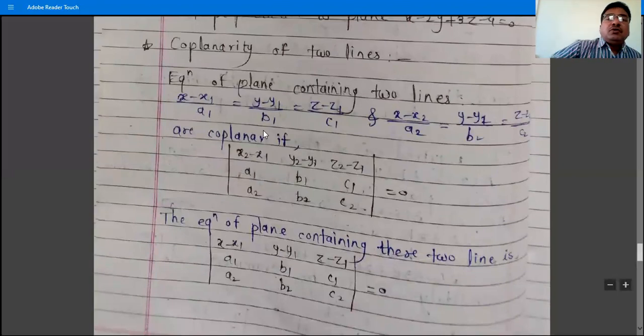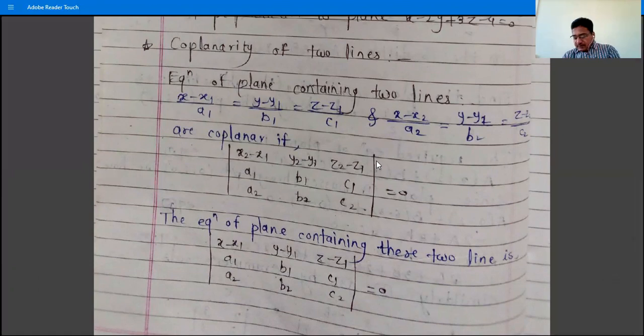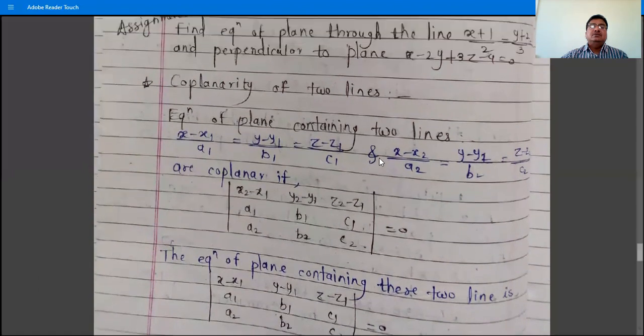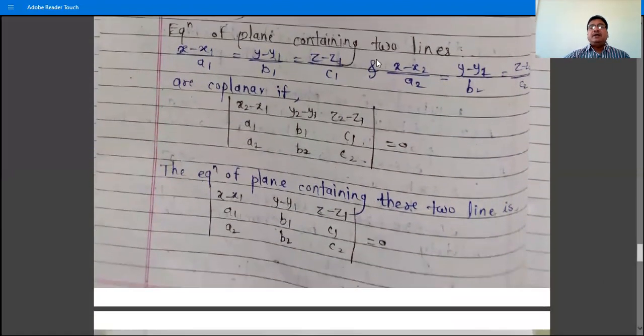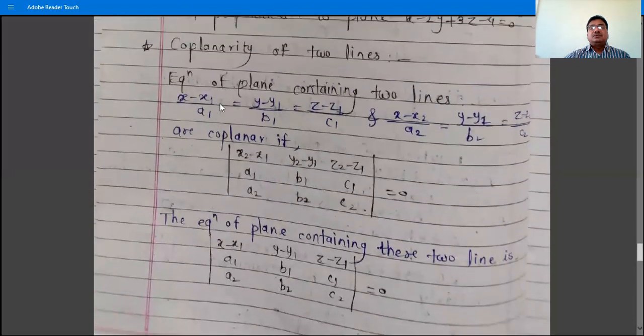Next topic is coplanarity of two lines. So when the two lines are coplanar, or when the two lines lie in the same plane, if the two lines lie in the same plane, then we say the two lines are coplanar. So the condition of coplanarity. The lines x minus x1 by a1, y minus y1 by b1, z minus z1 by c1, and x minus x2 by a2, y minus y2 by b2, z minus z2 divided by c2 are coplanar if this determinant is 0.